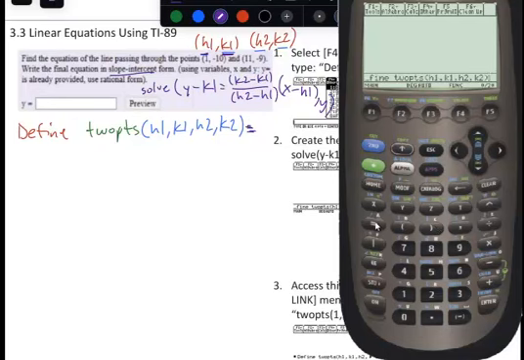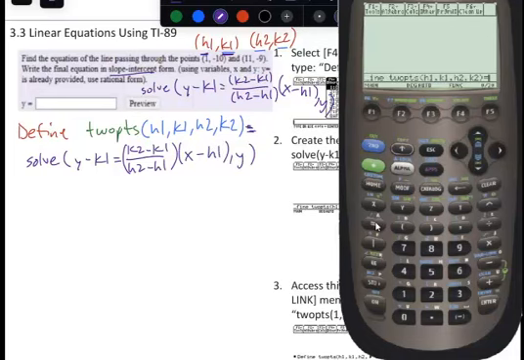So if we use the equal sign and then type in this whole equation, again, we'll use the solve feature. y minus y1 equals the slope, k2 minus k1 over h2 minus h1, there's the slope, times x minus x1. Again, the x1 is represented as h1, comma y tells us we're going to take that function and solve for y. So you can embed this solve feature inside this user-defined function.